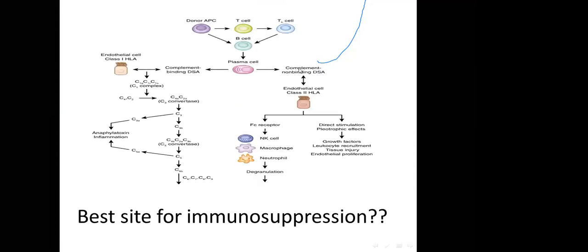What is the best site for immunosuppression? This is the whole picture, as we mentioned previously. We have antigen presenting cell, we have naive T cell, which is stimulated to effector T cell, and the B cell, which is stimulated to plasma cell, and the plasma cell secretes antibodies. Antibodies do their action by complement and complement non-binding DSA.